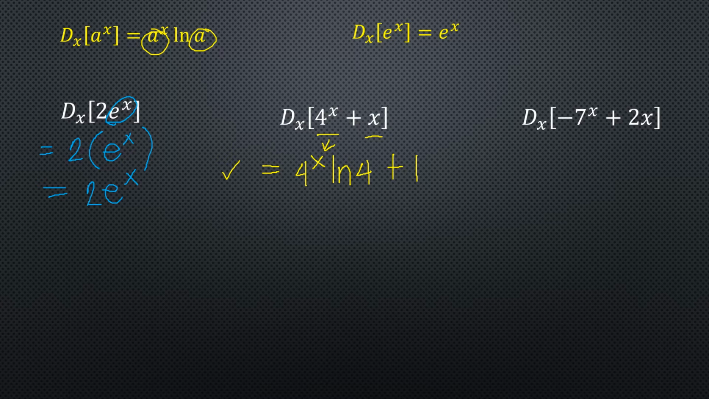The next example, the derivative of negative 7 raised to x plus 2x. We start from negative 7 raised to x, and that is negative 7 raised to x ln of 7, and the derivative of 2x is simply 2. So the answer is negative 7 raised to x ln of 7 plus 2.